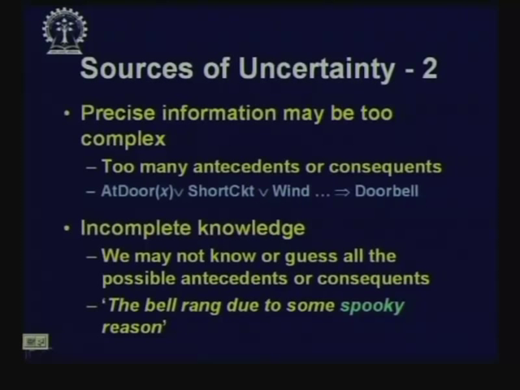In the earlier case that we have seen, say, when does the doorbell ring? In order to code that, if we had to make it very precise, we had to write down so many things, at door X or short circuit or wind, etcetera, etcetera. That is not possible. So, that is another source of uncertainty.